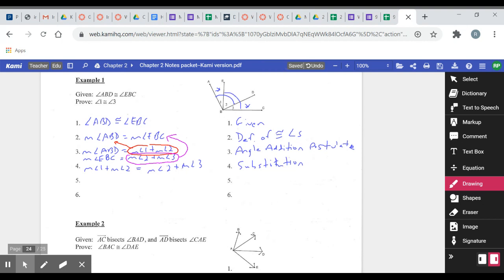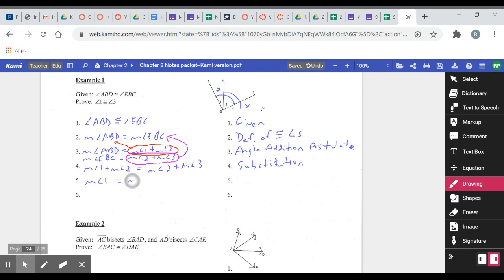Okay, and now again, we're trying to end up with 1 and 3. Keep that in mind. I see the 1 and 3, it's in the same equation, but there's too much stuff in the equation. I need to get rid of some of it. And so hopefully you're thinking that we can subtract measure of angle 2 away from both sides.